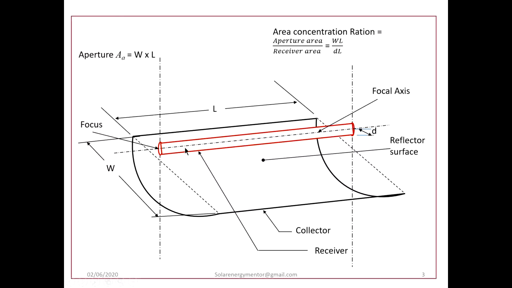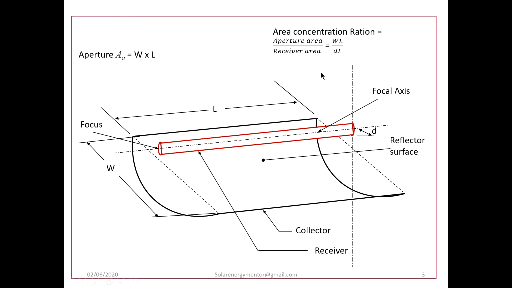Now this is a focal axis. So this is an important parameter in a concentrating collector. This is the diameter of the absorber. Now W is the width of the concentrator, and L is the length of the concentrator. So aperture is the projected area which is facing the sun. So W into L is the aperture area.